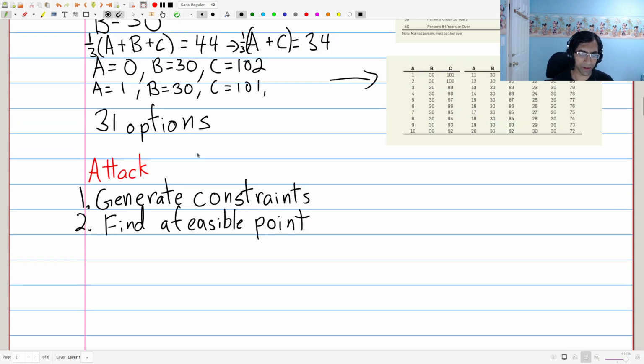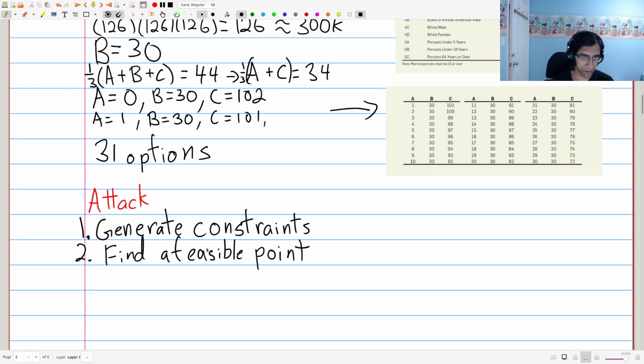Now, there's some things I haven't mentioned here. For example, like I just said, generate constraints. We kind of talked about how to do that. But how do we find a feasible point?